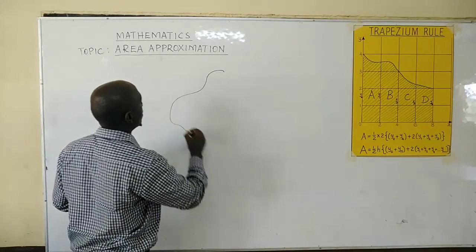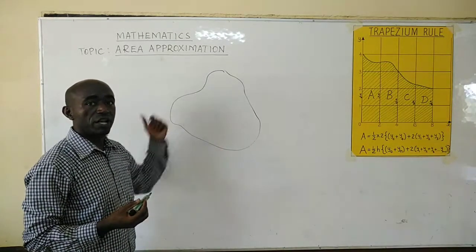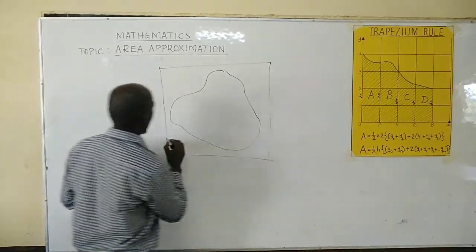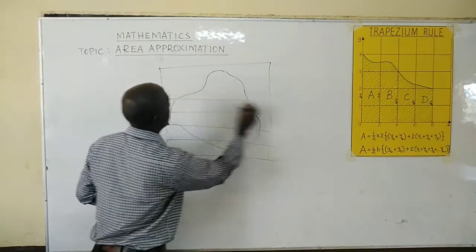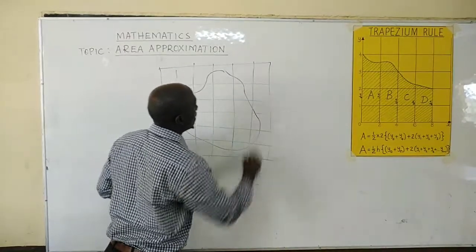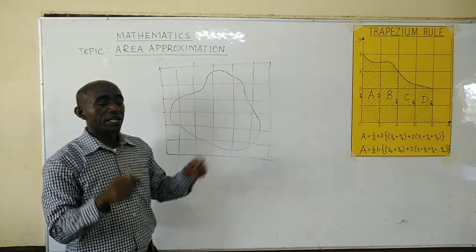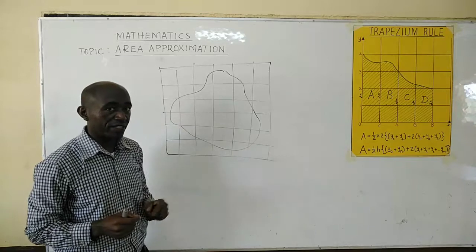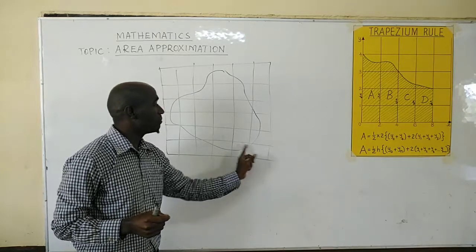Let's say this is an irregular shape. This shape is irregular. So you can trace out this shape and place it in a grid of 1 centimeter square. Like that. Mine is just a sketch, but you trace out the figure and place it in a graph page or a graph book which has those squares. Each big square of that graph book is 1 centimeter by 1 centimeter.